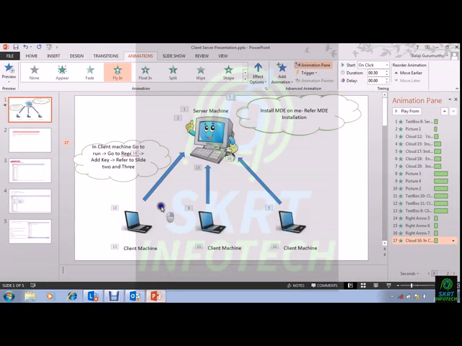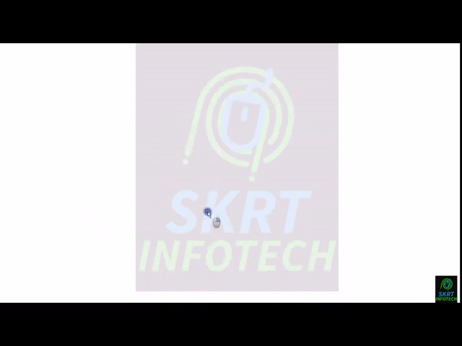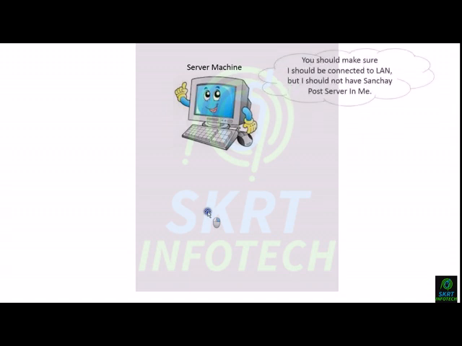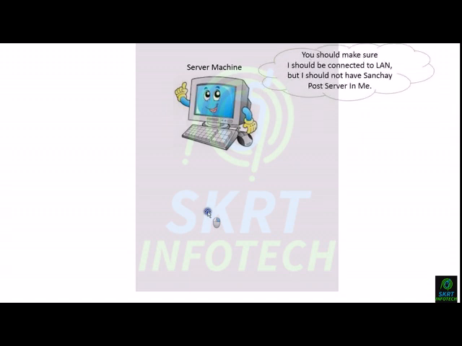Okay, now we'll see the client server setup, and that has to be done when you have to install one server machine and supporting client machines. So you have one server machine. The necessary conditions for a server machine are that it should be connected to LAN, and it should not have Sanjay Post server on it.